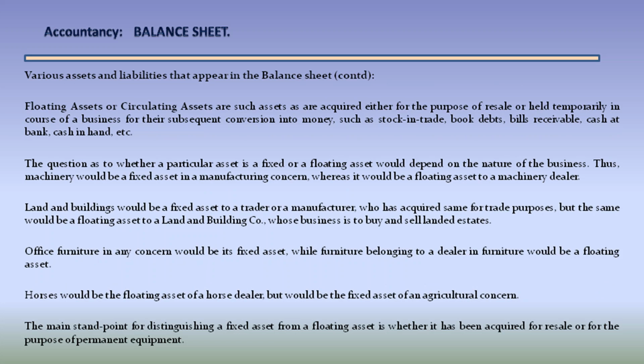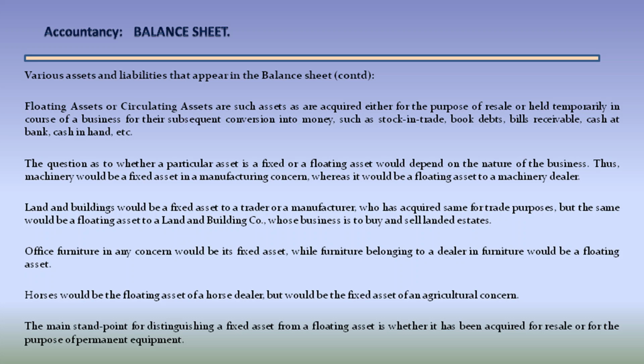The question as to whether a particular asset is a fixed or a floating asset would depend on the nature of the business. Thus, machinery would be a fixed asset in a manufacturing concern, whereas it would be a floating asset in a machinery dealer. Land and buildings would be a fixed asset to a trader or a manufacturer who has acquired the same for a trade purpose. But the same would be a floating asset to a land and buildings company whose business is to buy and sell landed estates.